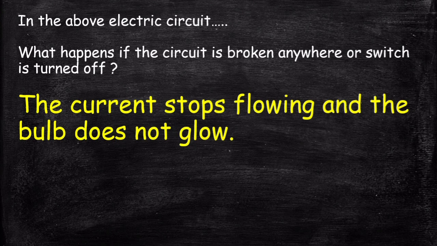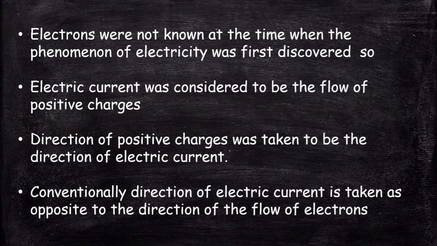Students, a question for you. What happens if the circuit is broken anywhere or the switch is turned off? The answer is the current stops flowing and the bulb does not glow.